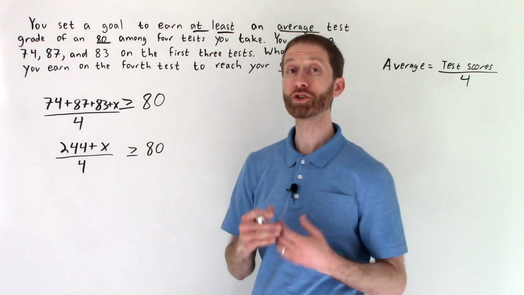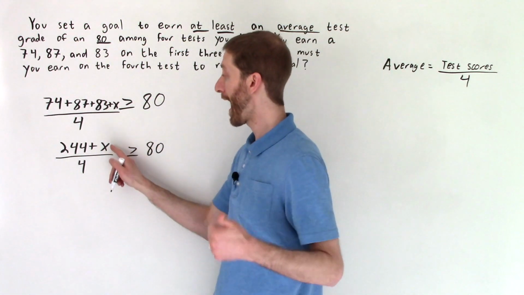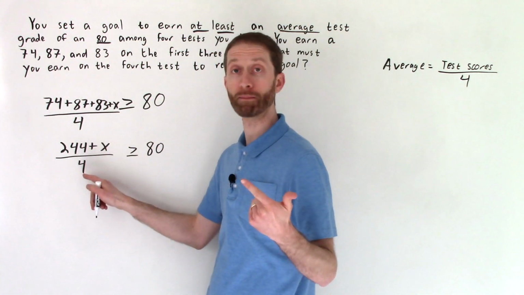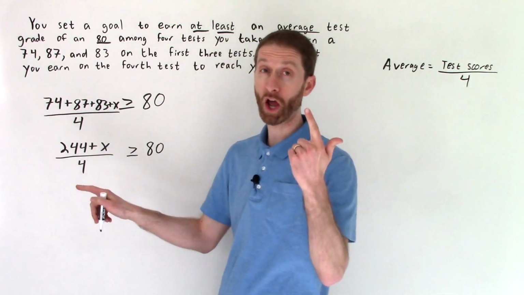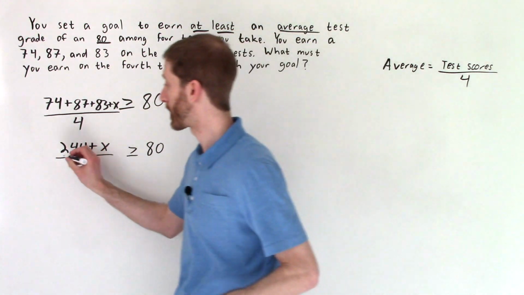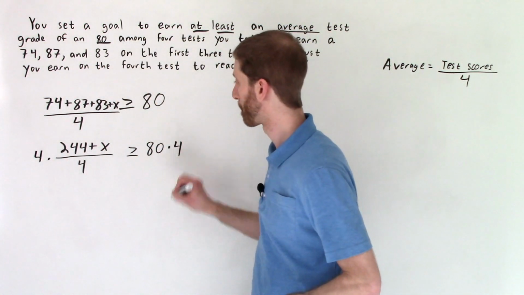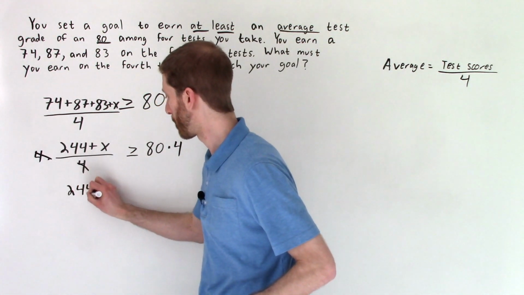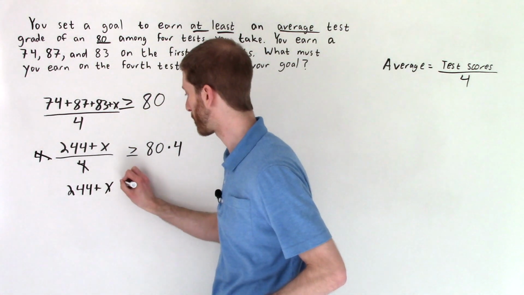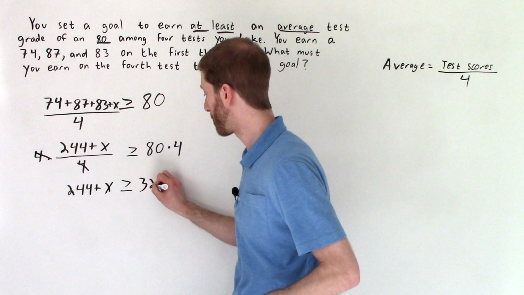Now from here, I need to actually undo division by 4, because the order of operations would have me adding 244 to X and then dividing by 4. So we're going to undo division by 4 by multiplying both sides by 4. That's why this is a bit of a challenge here. It's the algebra. The 4s divide out and you're left with 244, the sum of those test scores, plus X is greater than or equal to 4 times 80, which is 320.